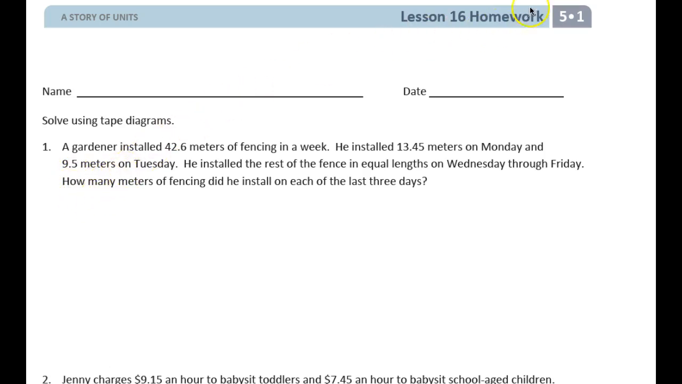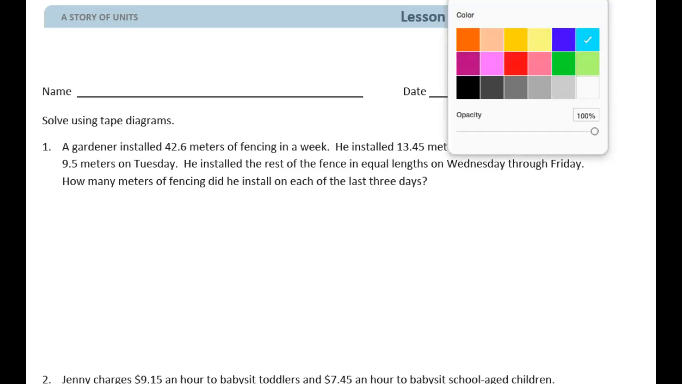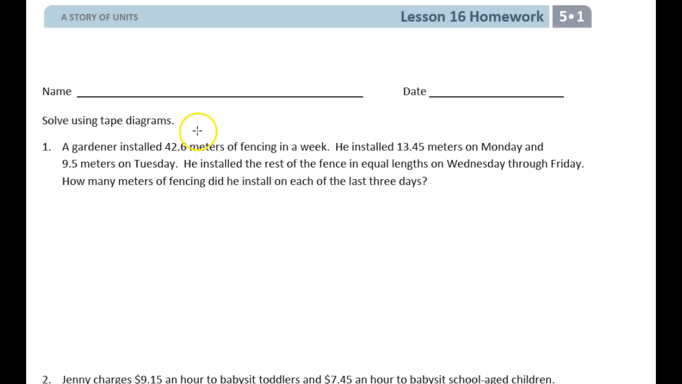So the first thing I'm going to do is I'm going to kind of go through and circle and underline and draw squares around, because based on the information that it gives me, I'm going to be doing different things based on the action words that it gives in here. A gardener installed 42 6/10 meters of fencing in a week. So I'm going to circle that because it's an important piece of information.